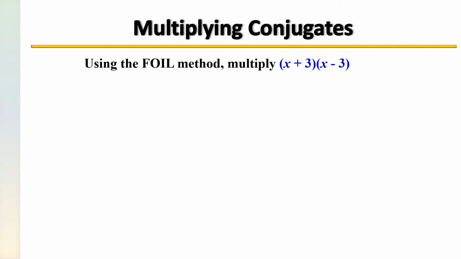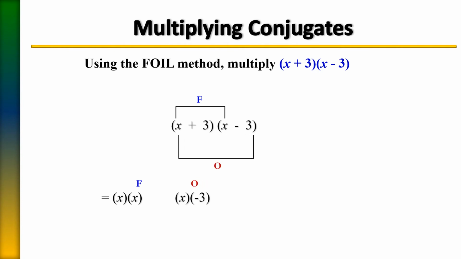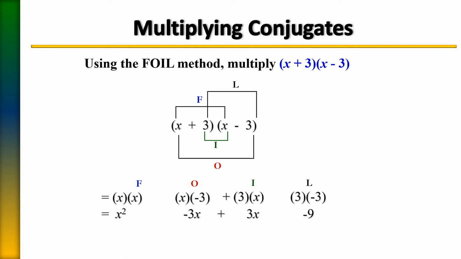So using the FOIL method, we're going to multiply these pair of conjugates. So we have x plus 3 times x minus 3. So first, outer, inner, last. That's x squared minus 3x plus 3x minus 9. Take a look at outer and inner. Notice they are opposites of each other. They cancel out. They don't exist anymore. All you have left is just simply x squared minus 9.